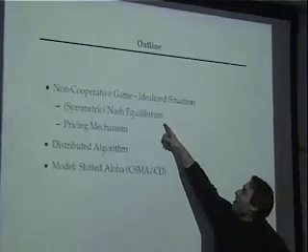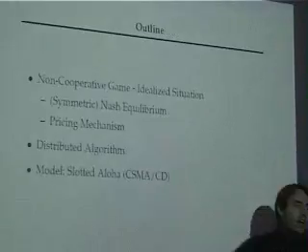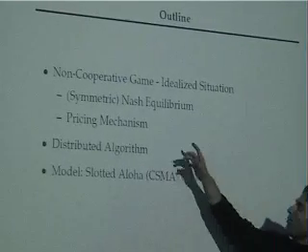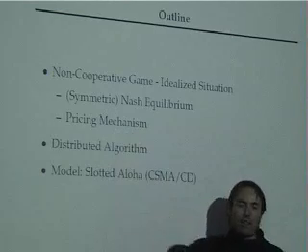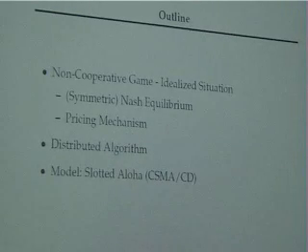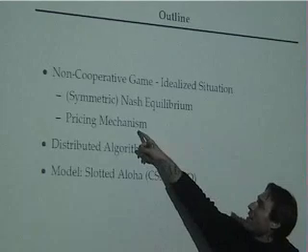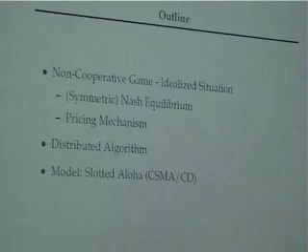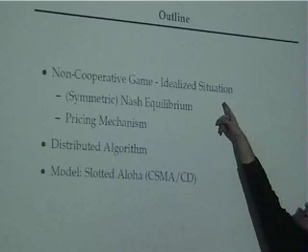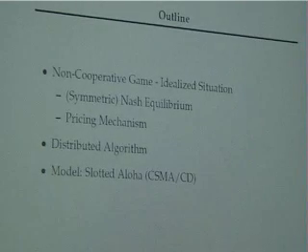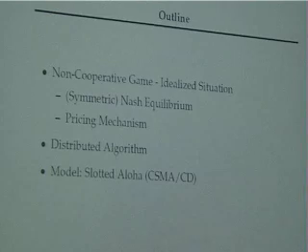In order to do that, we look at this non-cooperative game, and we look for a Nash equilibrium. In particular, we also look at a simple special case, a symmetric Nash equilibrium, which is a little bit easier. Then we also add in a pricing mechanism and study that non-cooperative game under that pricing mechanism. But all of this is done under an idealized situation. For example, one assumption we make is that we have quite a bit of information about the system.